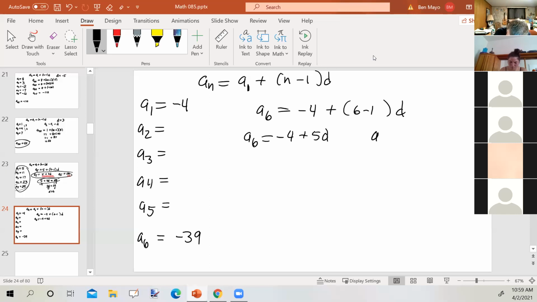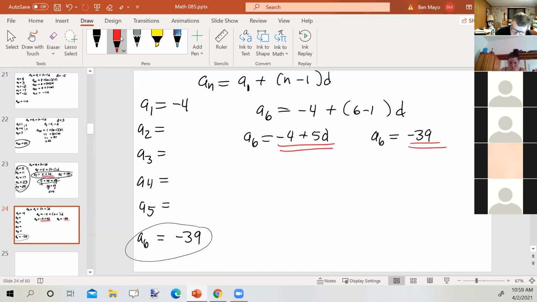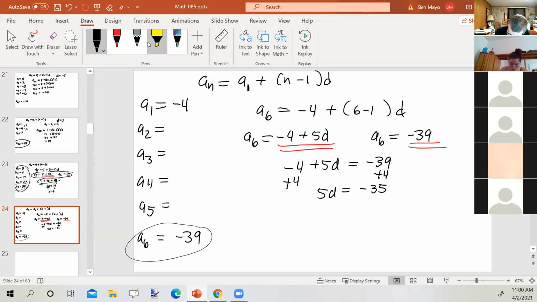But we also know that a sub 6 equals -39 because we're given that information. So we're finding a sub 6 in terms of d, and we're taking a sub 6 as it is given. So now this equals that. Our equation becomes -4 plus 5d equals -39. Solving for d, we'll add 4 to both sides of the equation, then divide both sides by 5, and d equals -7.